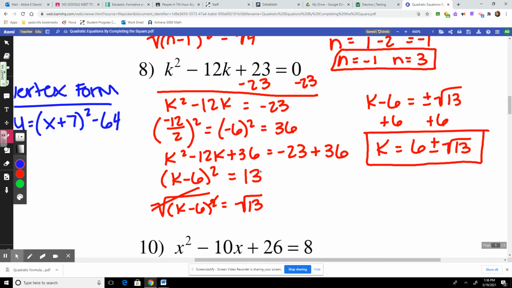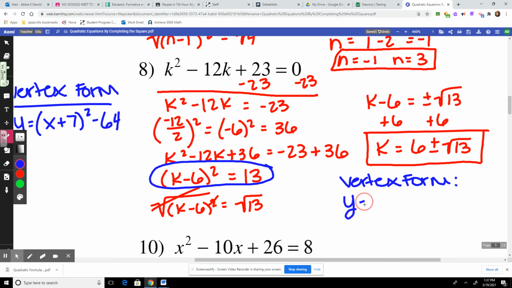And then the vertex form, going back to step 4. The vertex form is y equals, my a value is 1, so I'm just going to leave it with 1, k minus 6 squared minus 13.